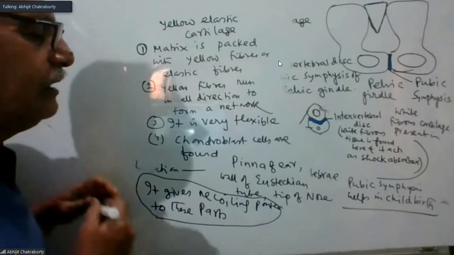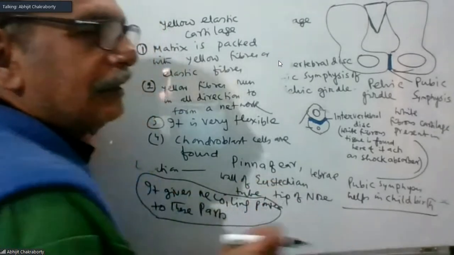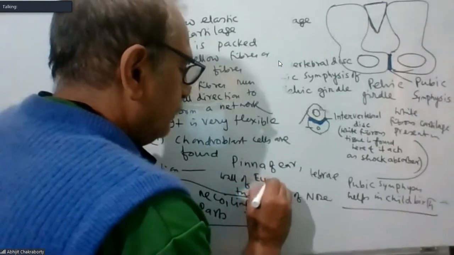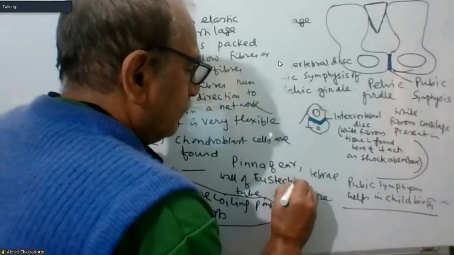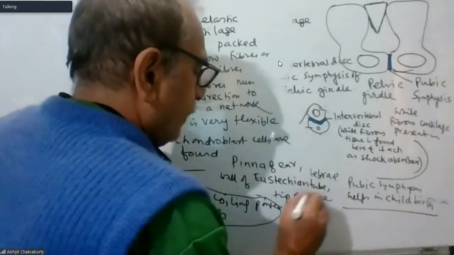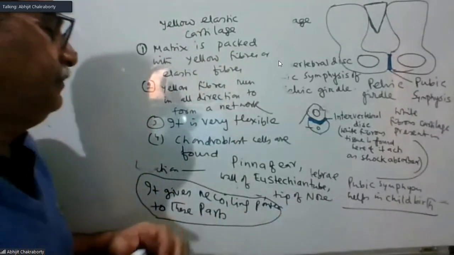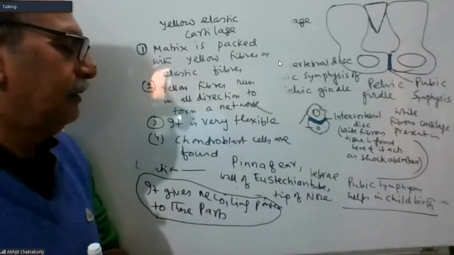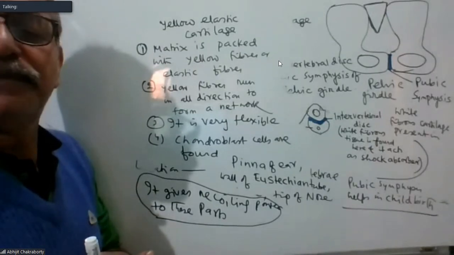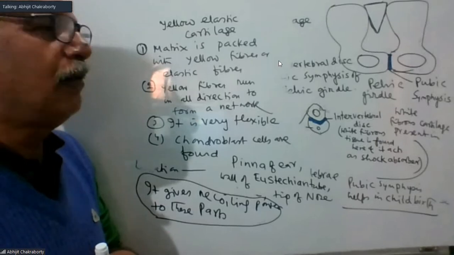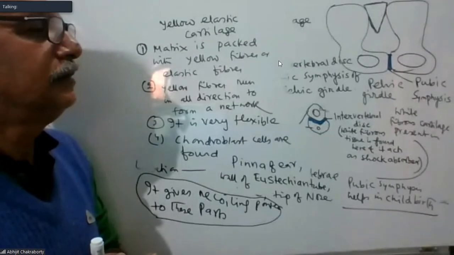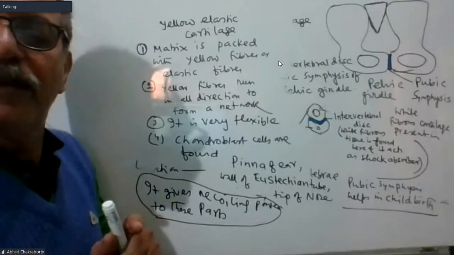Wall of eustachian tube is found in the tube connecting the pharynx with the middle ear. Clear? And tip of nose. Okay?